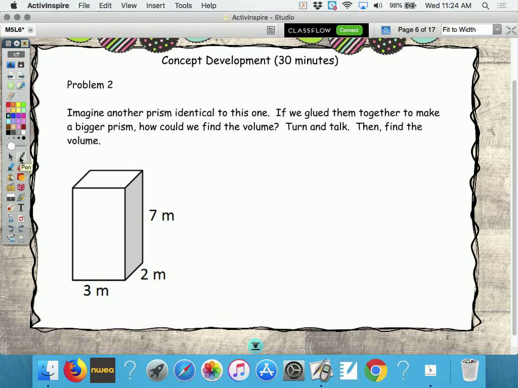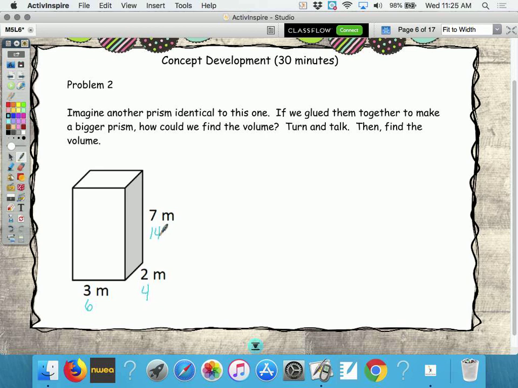Table 2, what did you discuss? We just double it. Double what? The volume of the first rectangular prism, okay? Now, here's something I want to show you because someone in block 1 started making a mistake when they were talking to their table group. They said, I'm just going to double this 3, so that'll become a 6. I'm going to double this 2, so that would become a 4. I'm going to double the 7, and that would become a 14.